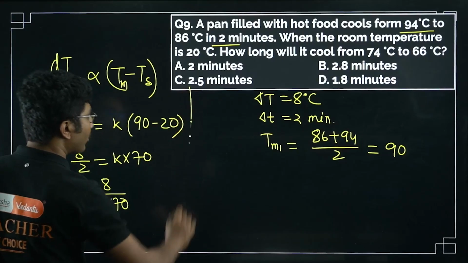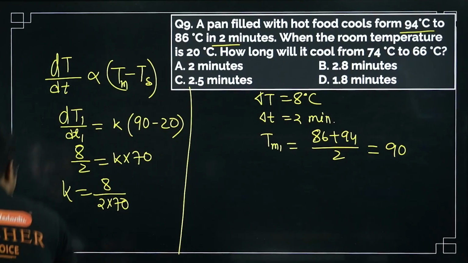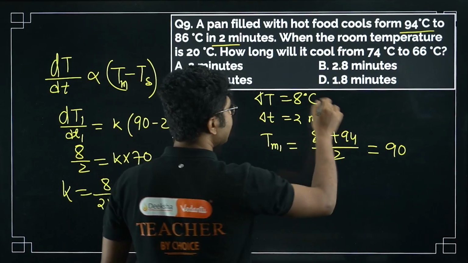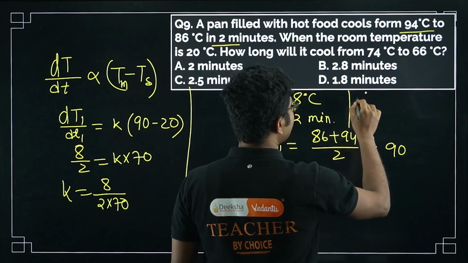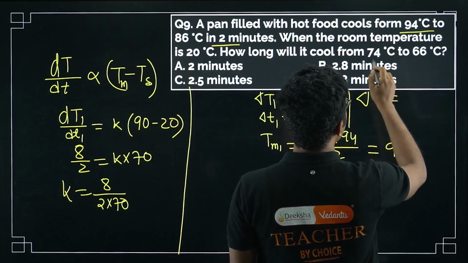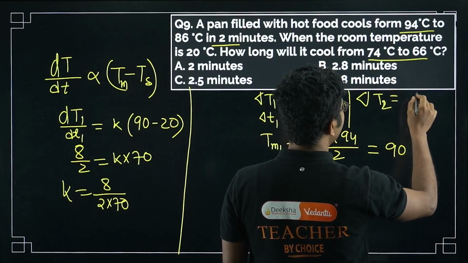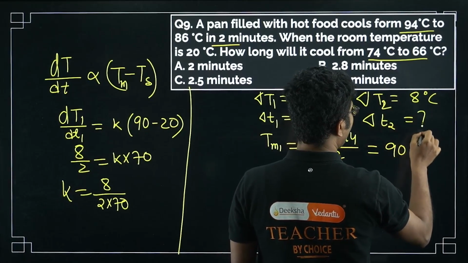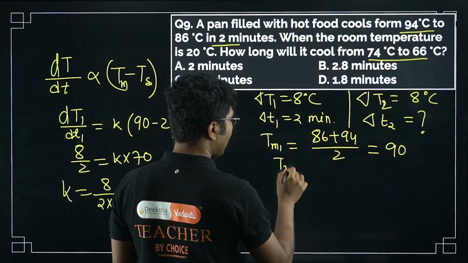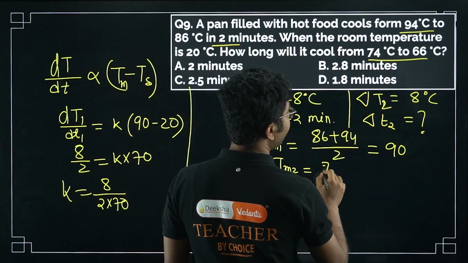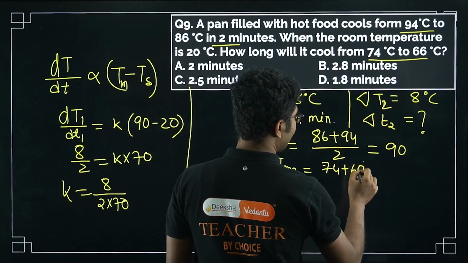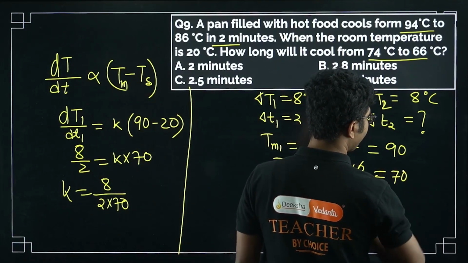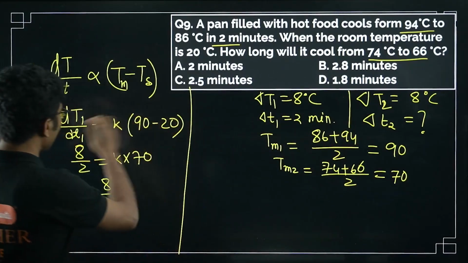Now this value is very, very important. The same k value will remain for the second stage as well. This was the first stage. In the second stage, the temperature is changing from 74 to 66, so the change is also 8 degrees Celsius. The time is what we are trying to find. What is the mean temperature? The mean temperature is 74 plus 66 divided by 2. That is 140 divided by 2, which is 70. So Tm2 is 70, and we use the same formula.